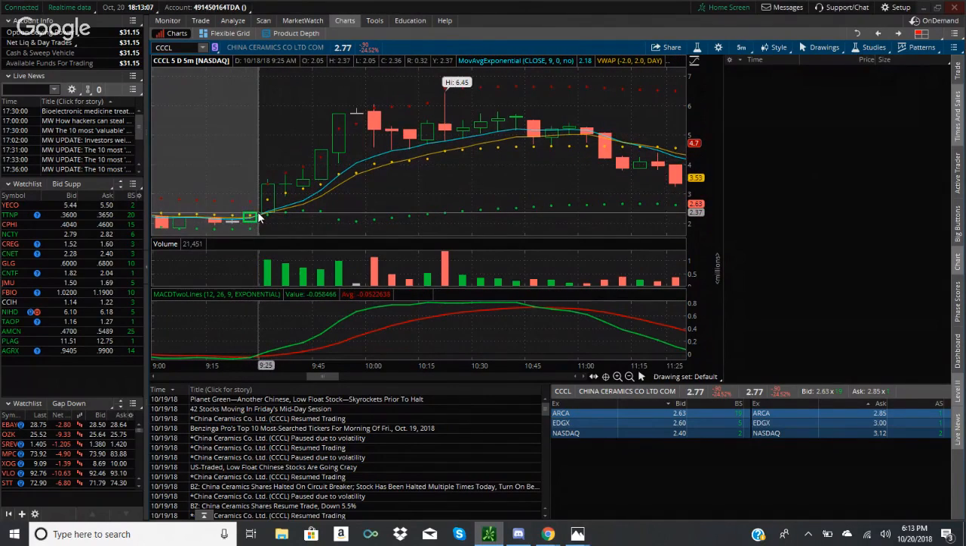Now, stock comes out of a halt. Don't expect that as soon as it comes out, it's going to go right up here to where it's going to open up at. Don't buy up here. Let the stock settle, okay?